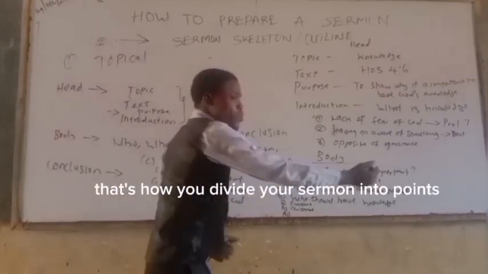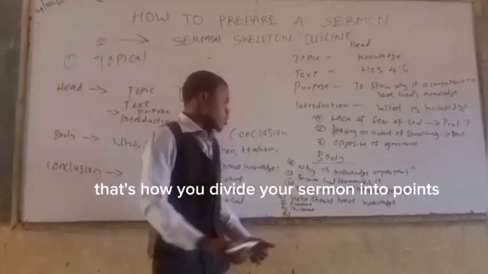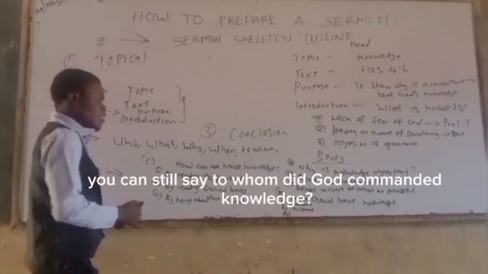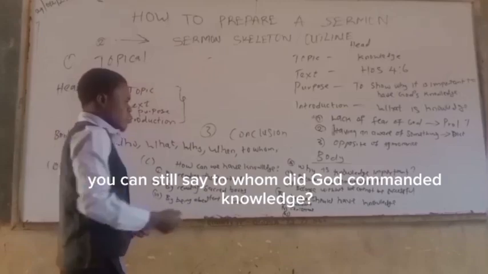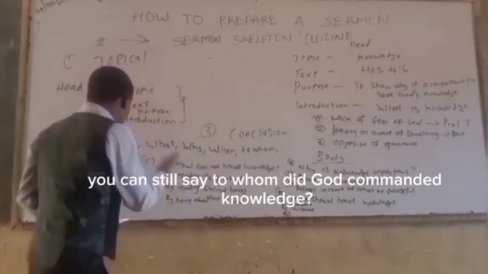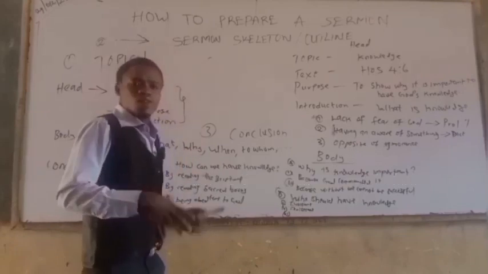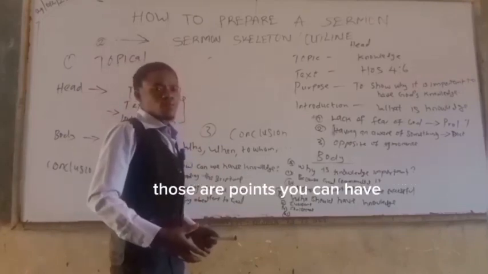That's how you divide your sermon into points. That's that about the body. Let's start there. You can still say, to whom did God command knowledge? You can still say, why should we be the major people to have knowledge? Those are points you can have.